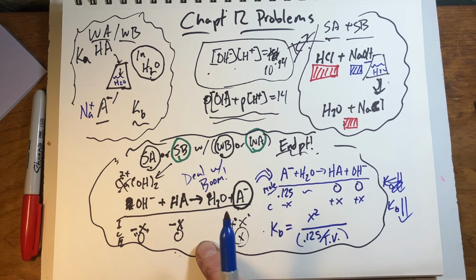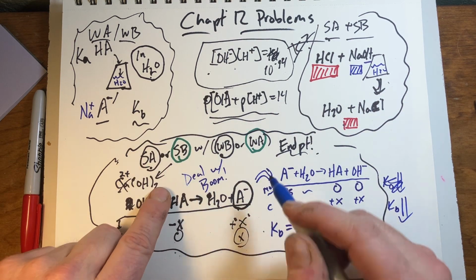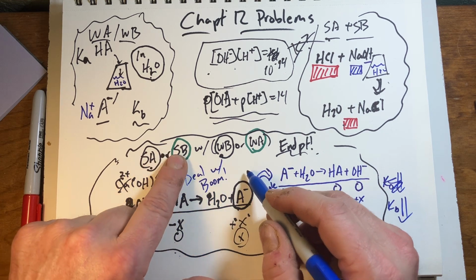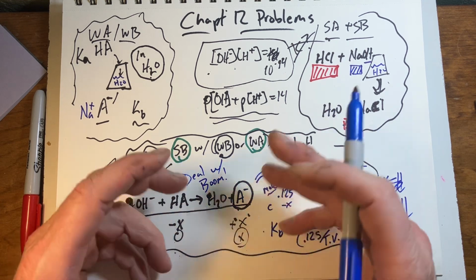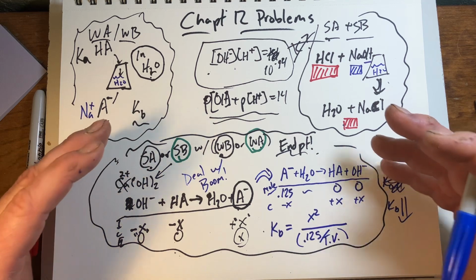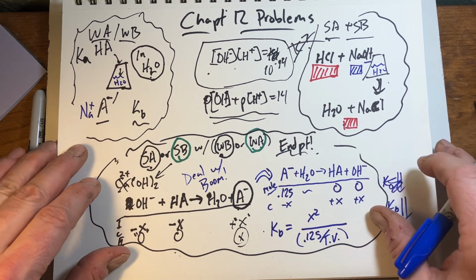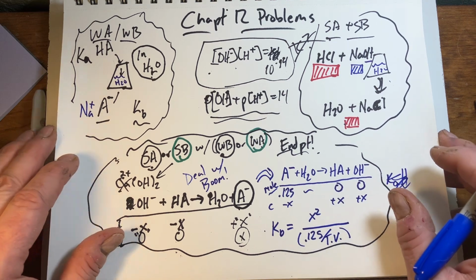Then last, the hardest one, where we have 2 ICE tables. And when are you going to have that? When you have a weak base with a strong acid, or a strong base with a weak acid. Those combine. I'm only going to consider these reactions to equivalence point, this last one, because it's just a little bit harder if we don't have equivalence point reached.